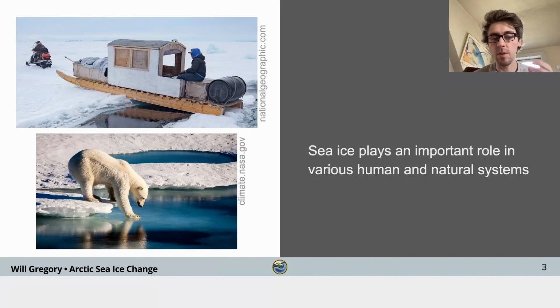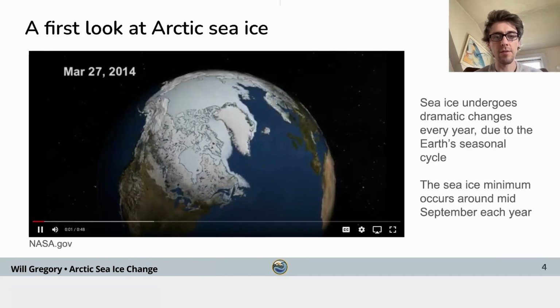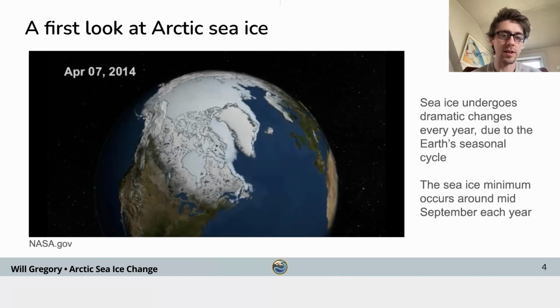And sea ice is also important for various human and natural systems as well. There are some 4 million people who live in the Arctic region, a significant number of which are indigenous communities who depend on the sea ice for things like travel. And there are also various endemic species in the Arctic who also rely on sea ice for things like hunting and habitat.